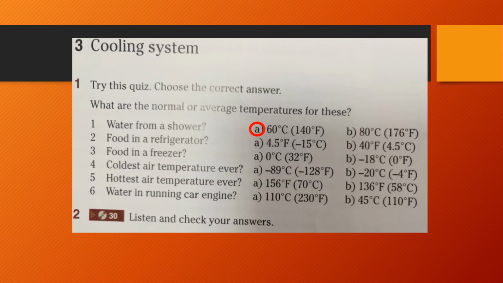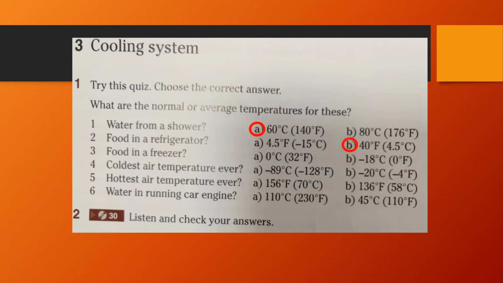2. This refrigerator is too cold. Turn the temperature up to about 4.5 degrees. Fahrenheit? No, that's too cold. 4.5 degrees Celsius.